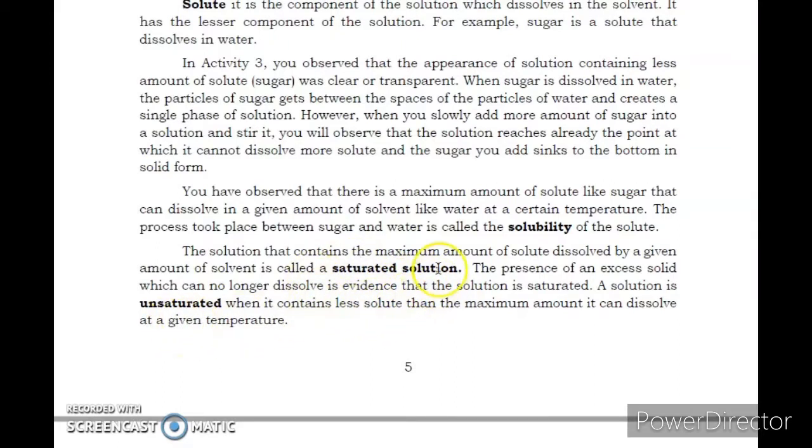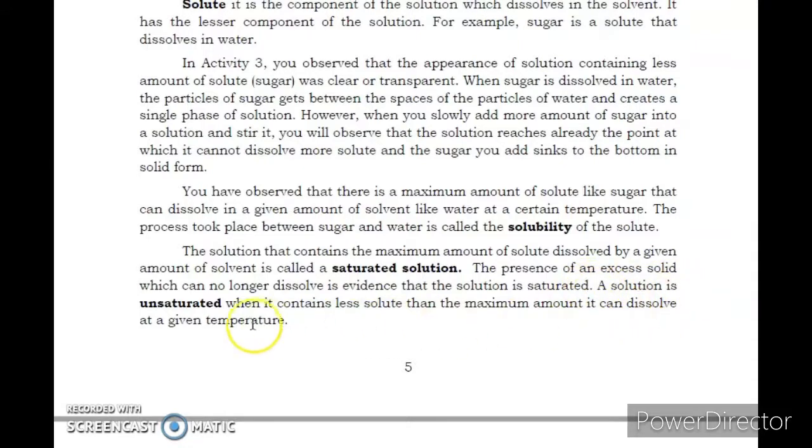Ano ba yung tinatawag nating saturated solution? The solution that contains the maximum amount of solute dissolved by a given amount of solvent is called a saturated solution. So how are we going to identify if a solution is saturated? So the presence of an excess solid which can no longer dissolve is evidence that the solution is saturated. So pag meron na tayong nakikitang excess na solid na hindi na kayang tunawin ng solvent, meaning that solution is already saturated.